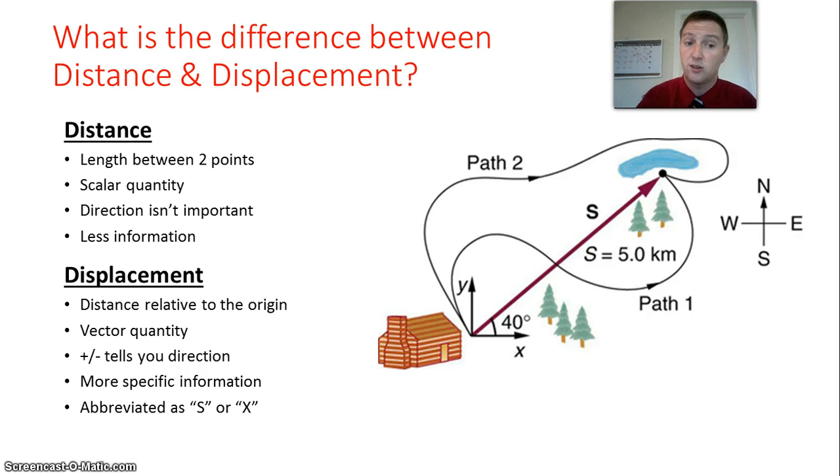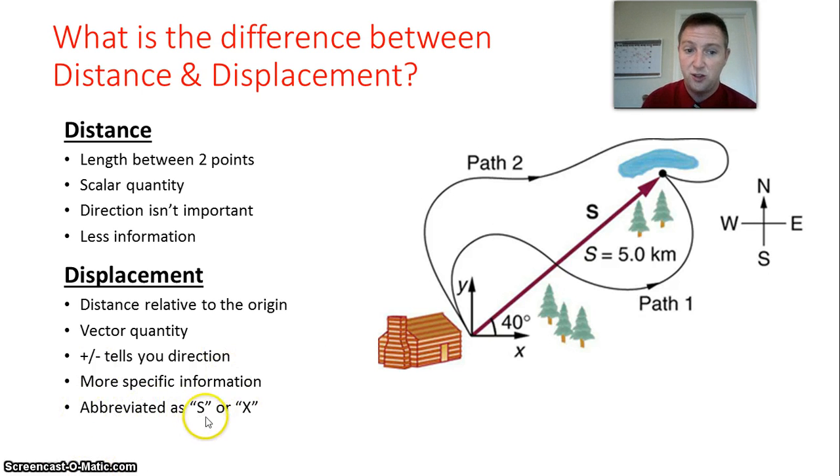It's a vector quantity, so it's going to have direction included with the number. The positive or negative sign is going to tell me which direction relative to some axis or frame of reference. Gives me more information.